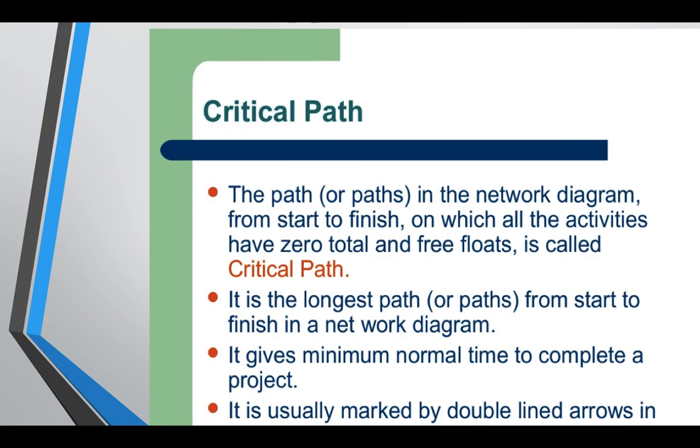So it is the longest path or paths from start to finish in a network diagram. It gives the minimal normal time to complete a project. It's usually marked by double lined arrows.